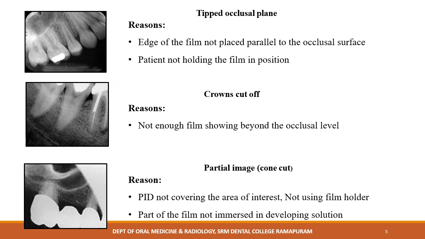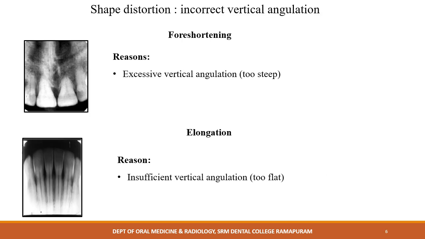the teeth. Partial image. This can occur due to the position indicating device not covering the area of interest, or when the cone is not covering the entire film that is being exposed. This can also occur due to errors during processing when the film is not immersed fully in the developing solution. Shape distortion can occur due to incorrect vertical angulation.